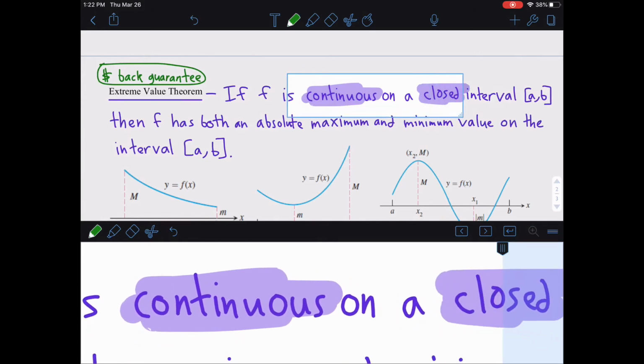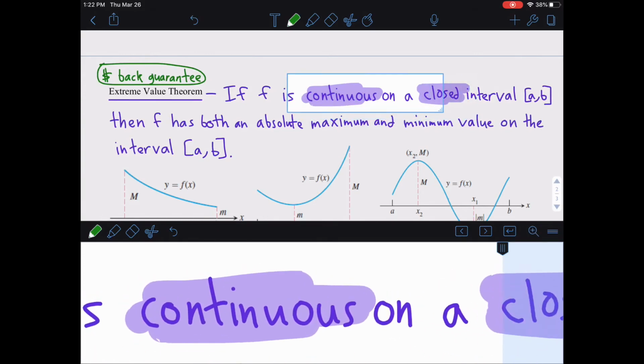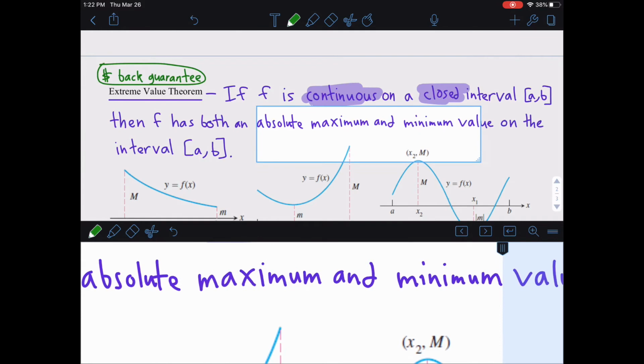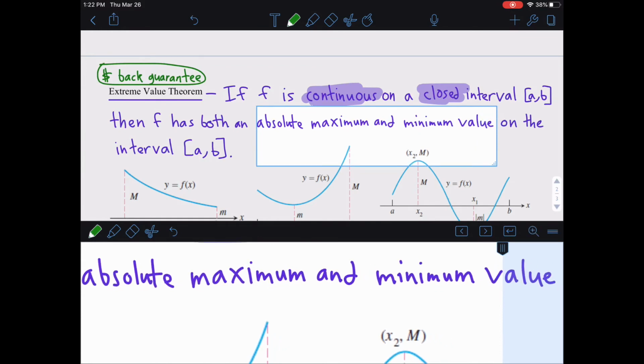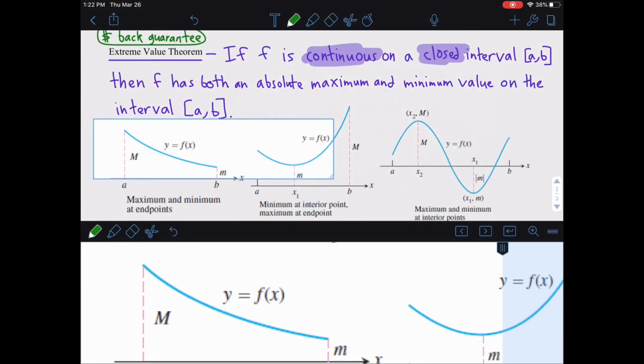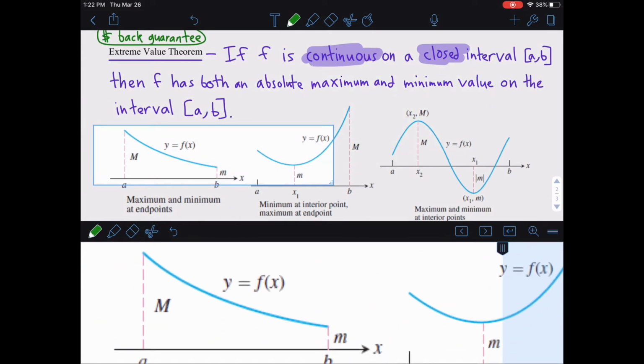It says if you meet those requirements, then the max and min are guaranteed or your money back. Okay, so what can that look like? That can look something like this, where the endpoints are the max and the min. Looking at this picture, we have the max over here at A, and we have the min over here at B at my two endpoints.